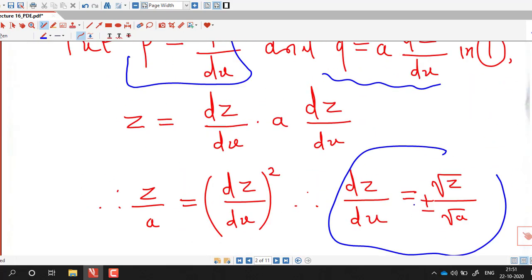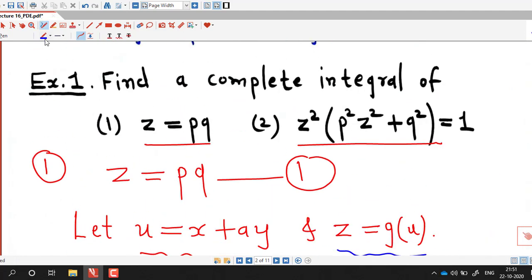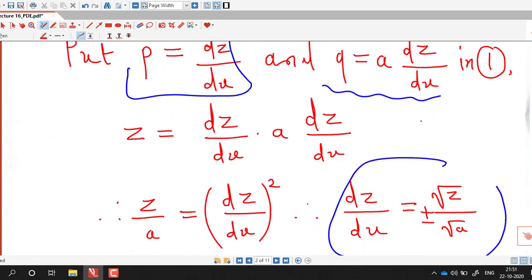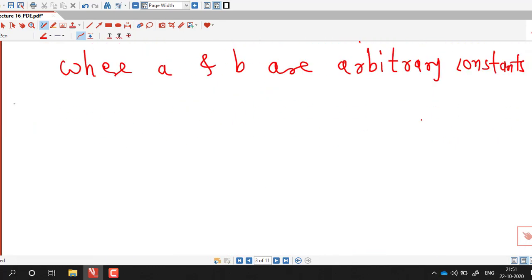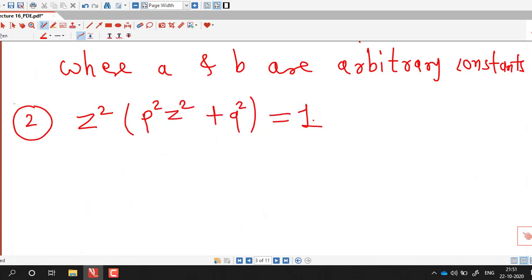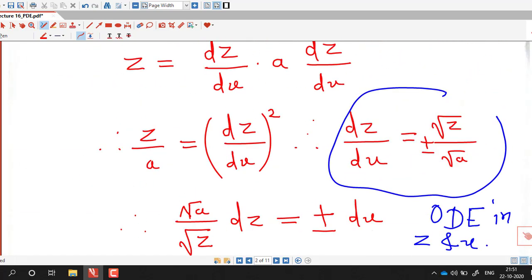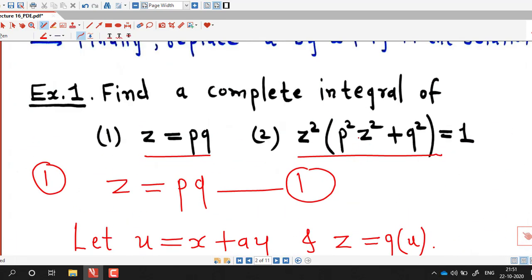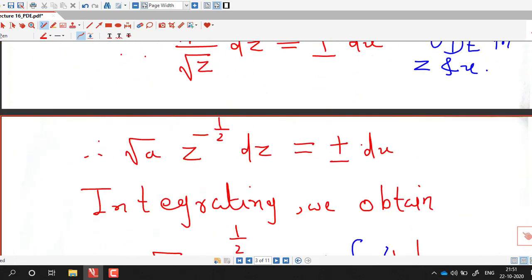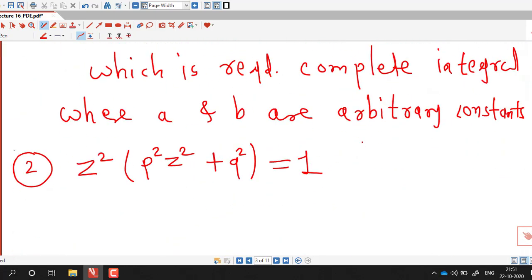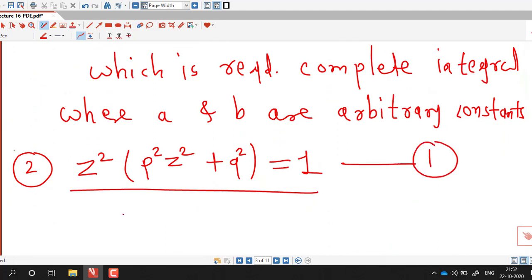Let us do one more example. The second one is z square times p square z square plus q square equal to 1. Let me check again. Z square times p square z square plus q square equal to 1. So this is also in standard form 2. Only p, q and z are present.